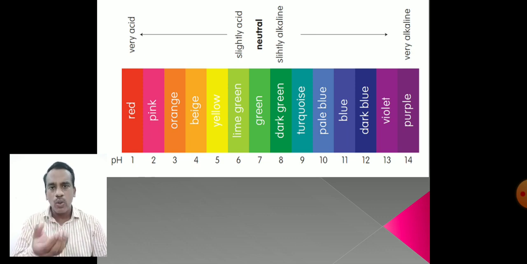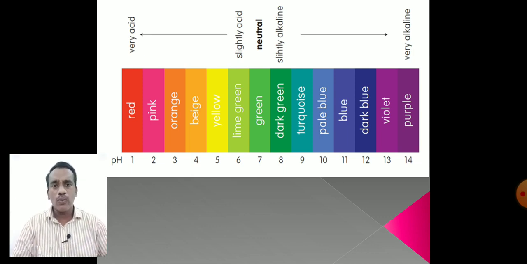And you had got a solution, into which you add the universal indicator drop. Universal indicator is also a liquid. Then if you get a pink color in your container, you can say the pH is 2. Similarly, 3 means orange, 4 pink, 5 yellow, 6 lime green, 7 green, 8 dark green, and so on.